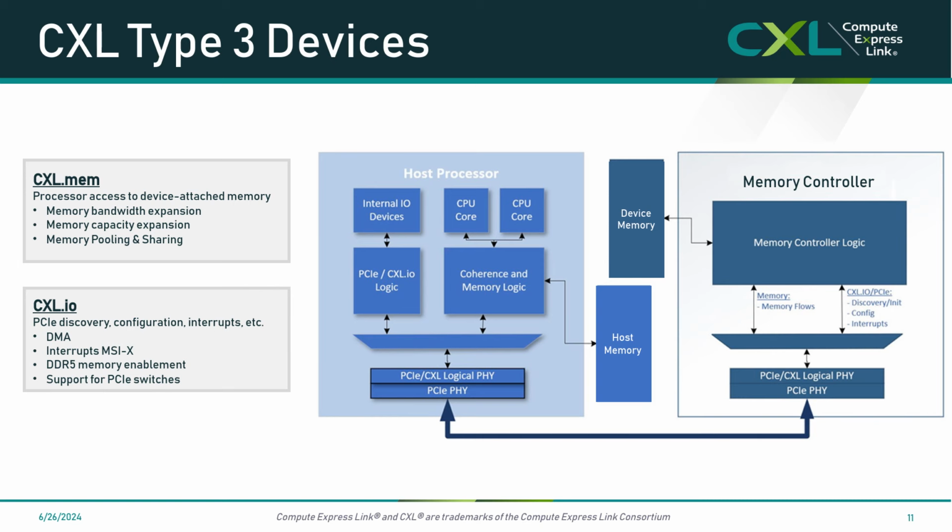The CXL protocol defines 3 types of devices that support different combinations of CXL.io, CXL.mem, and CXL.cache protocols. The Type 3 devices specifically support both CXL.io and CXL.mem. They are typically memory expansion devices that allow host processors to access CXL device memory coherently through CXL.mem transactions for memory expansion, pooling, and sharing use cases.